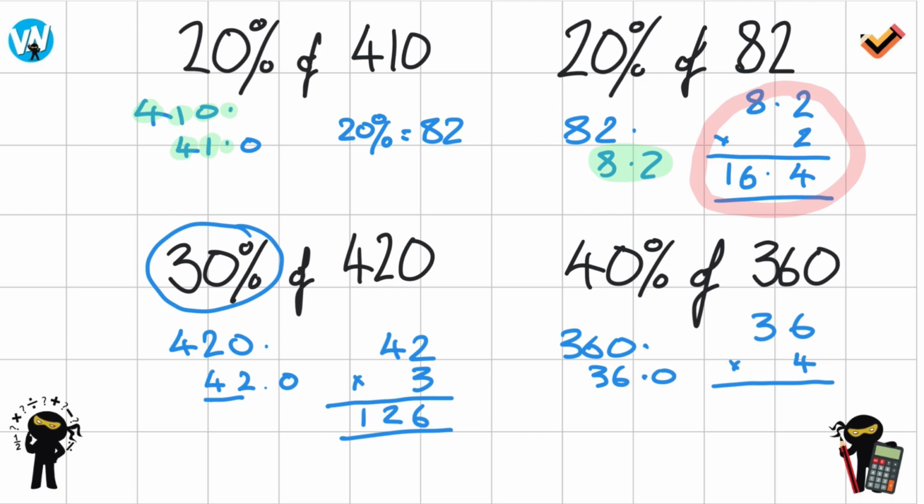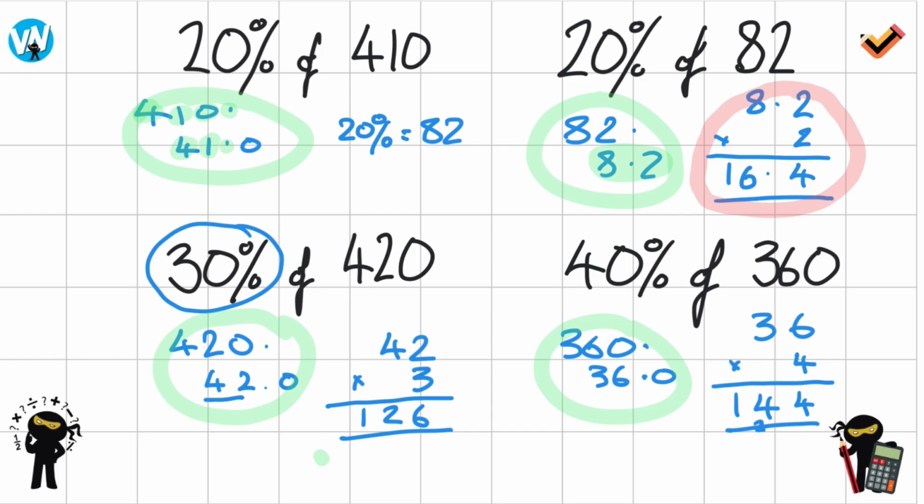So 36 times 4, because I need 40% and I've only got 10%. 6 times 4 is 24. Carry the 2. And then 4 times 3 is 12. Add the 2 is 14. So very quickly, we've got 144. And that makes sense. But I'll reiterate this: it all comes back to finding 10%, finding 10%, finding 10%, and then multiplying depending on the multiple of 10 that we've got. Times by 3, times by 4, times by 2. So percentages, very, very simple.